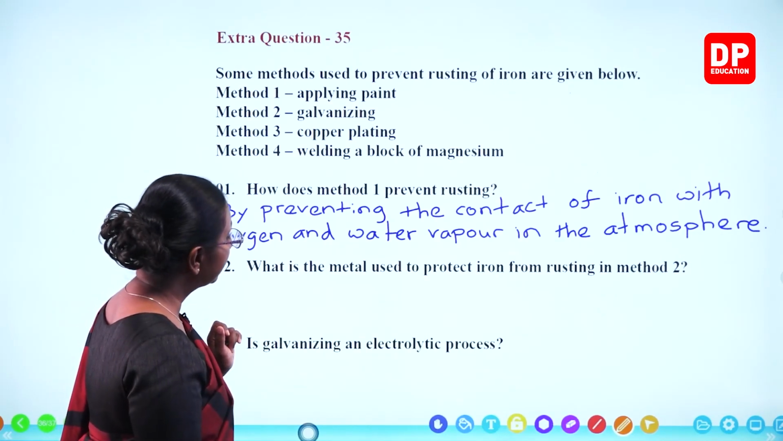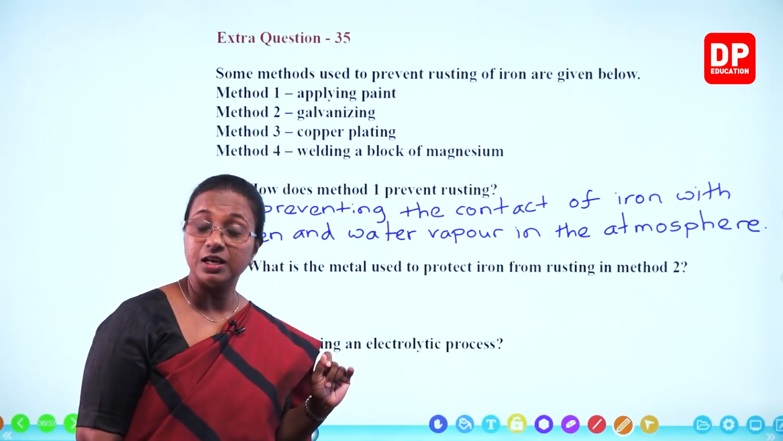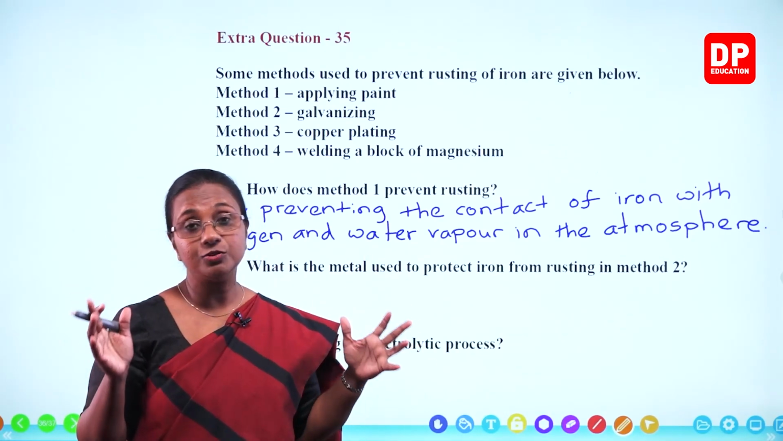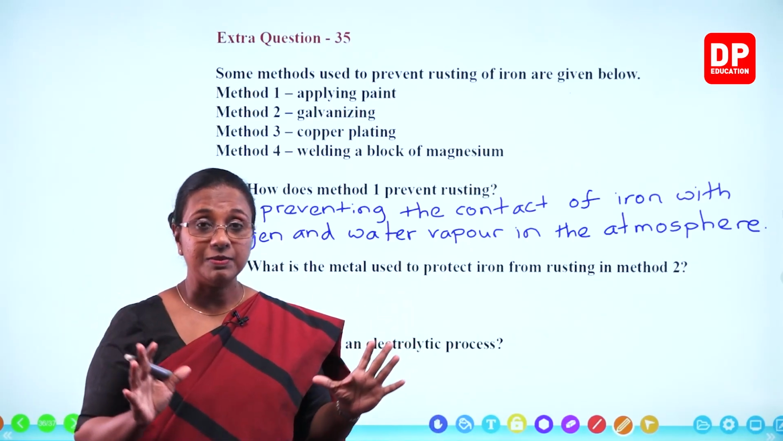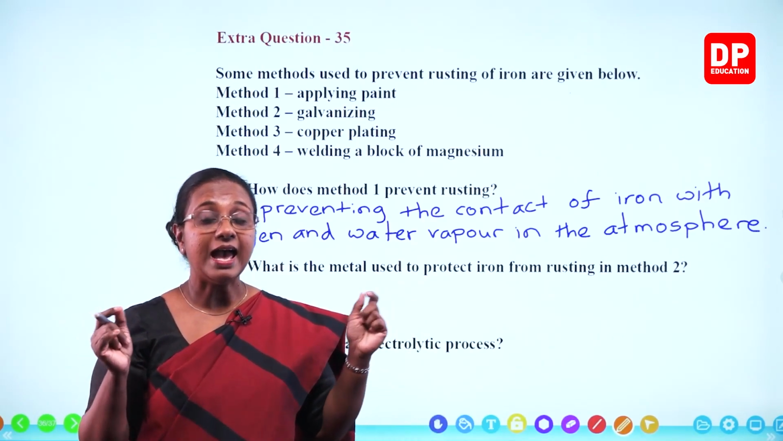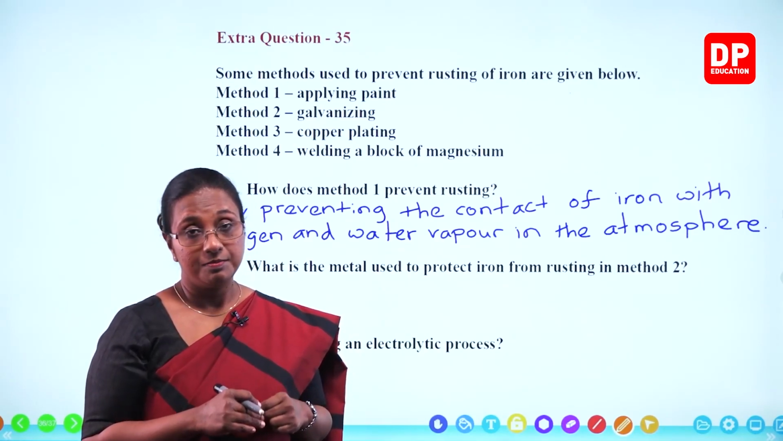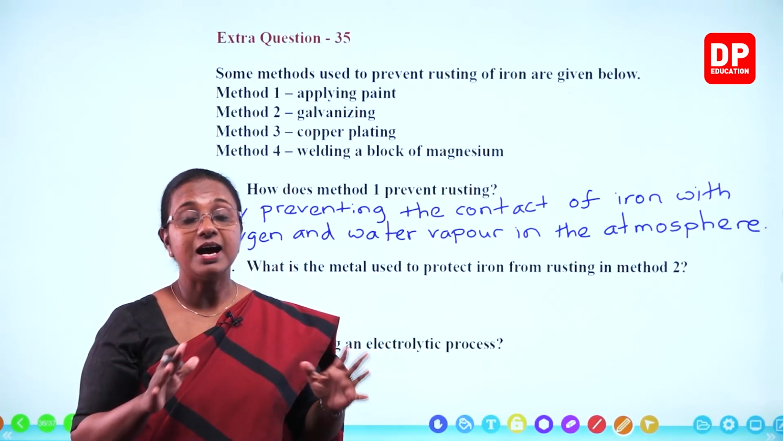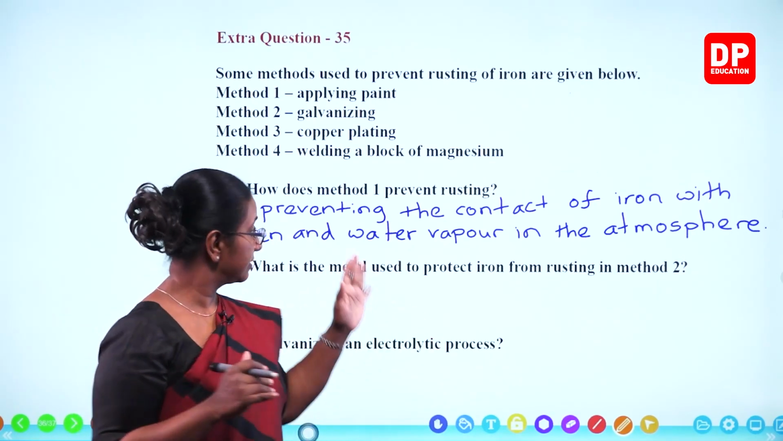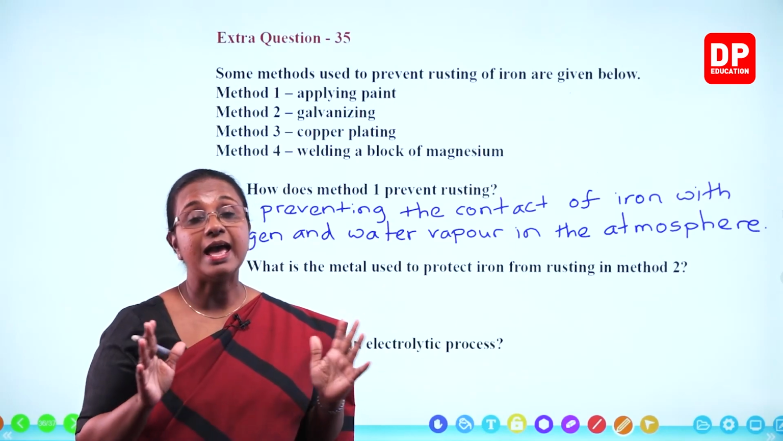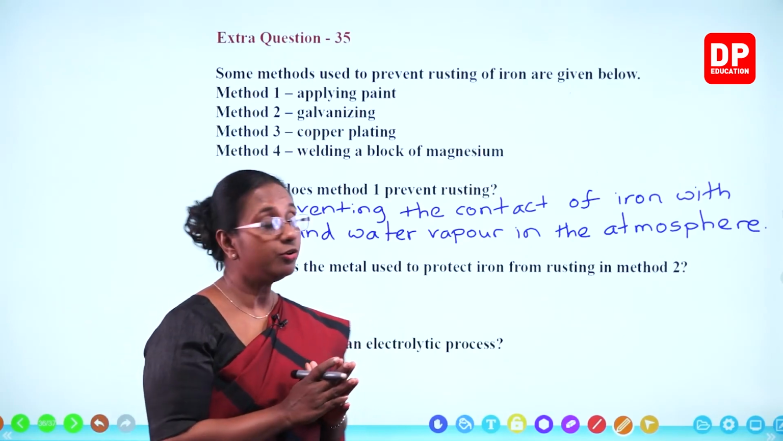Second one, what is the metal used to protect iron from rusting in method 2? Galvanizing, it is zinc. You all know the process. They heat zinc to a high temperature so that zinc melts and you get liquid zinc. It will be there in a tub or a container and the iron object is submerged in that liquid zinc metal. There will be a coating of zinc metal over iron. And that process, galvanizing process, is not an electrolytic process. It is not an electrolytic process. You have to remember that.